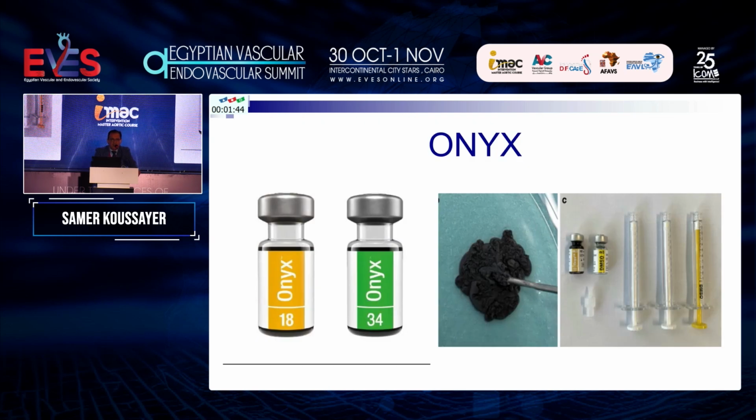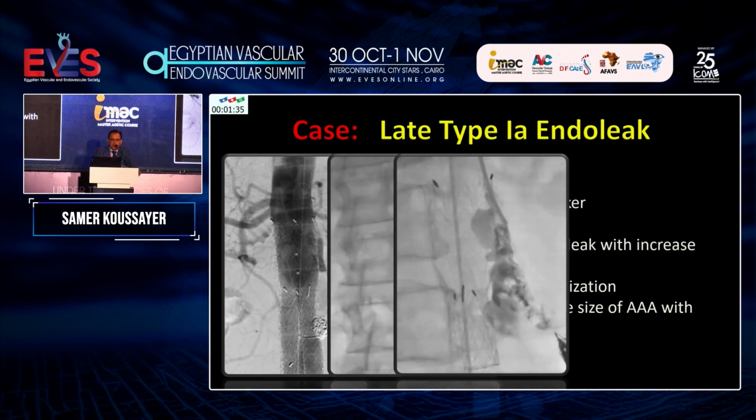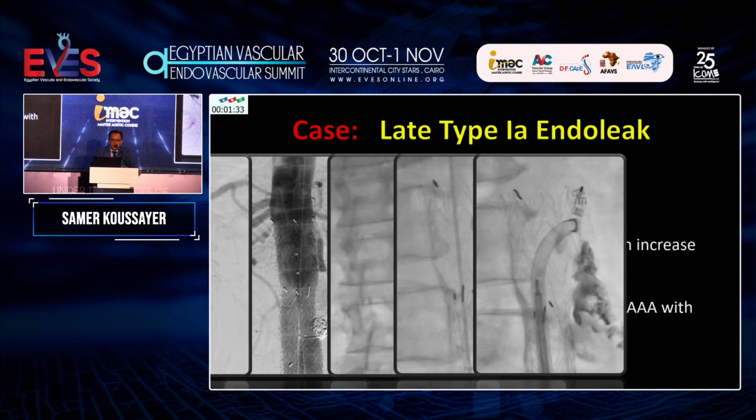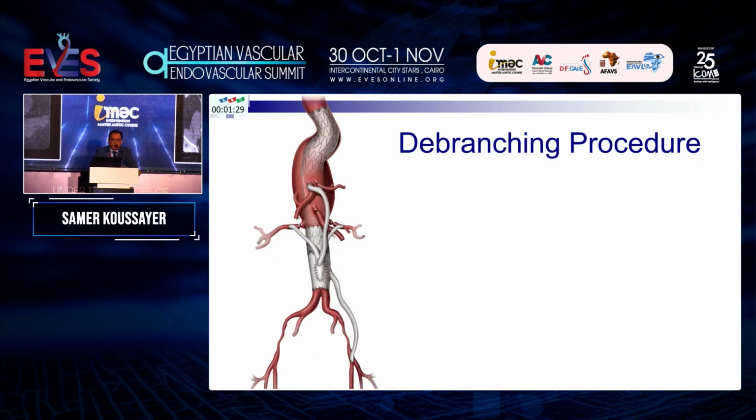Sometimes we use Onyx, like in these cases. In this patient, you can see the graft is in a good position, but the neck got dilated and he got type 1 endoleak. So we put some Onyx, which fills it up, and we put some endo anchors, and we got a good seal. And this is the follow-up CAT scan after 2 years.